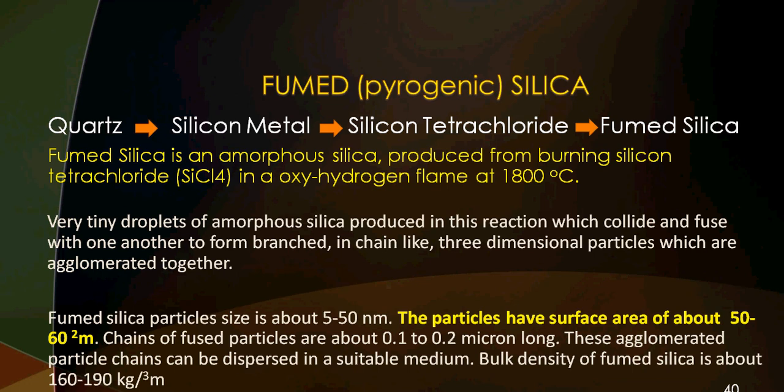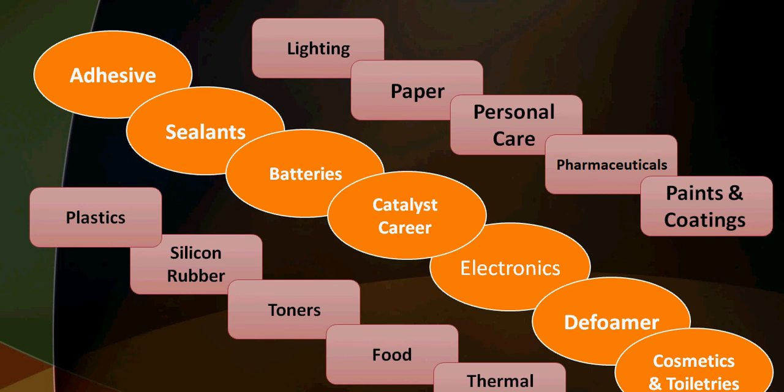The bulk density is 160 to 190 kilogram per cubic meter, whereas the bulk density of the quartz was, sorry, it was 1500 kilogram per cubic meter. These are the different uses of fumed silica. It is used in adhesives, sealants, batteries, catalysts. There are a large number of uses of fumed silica.